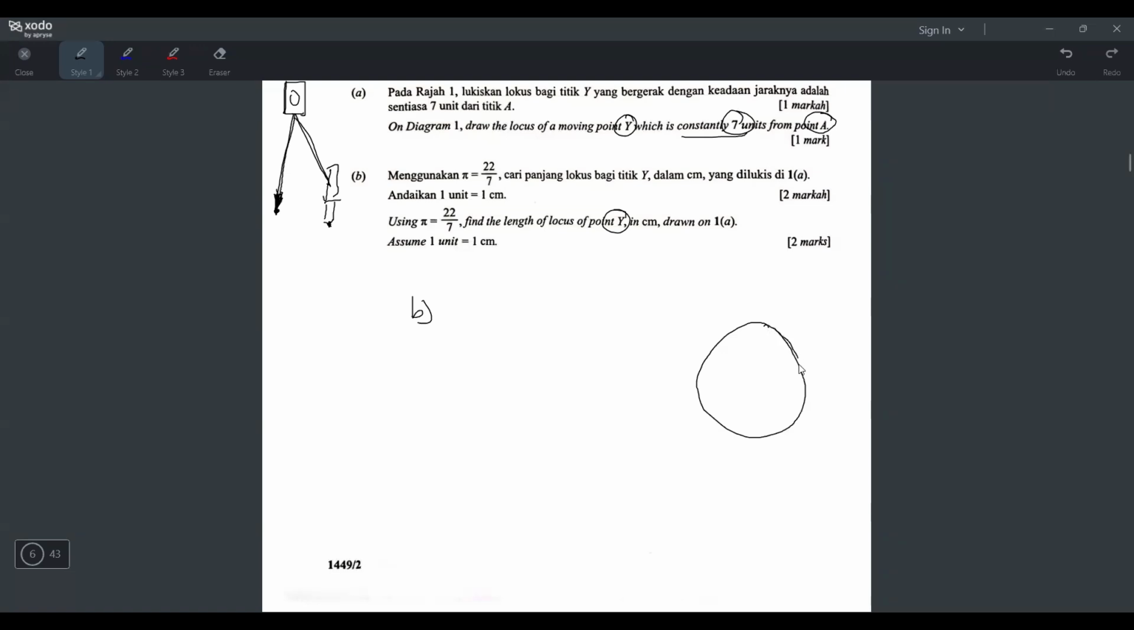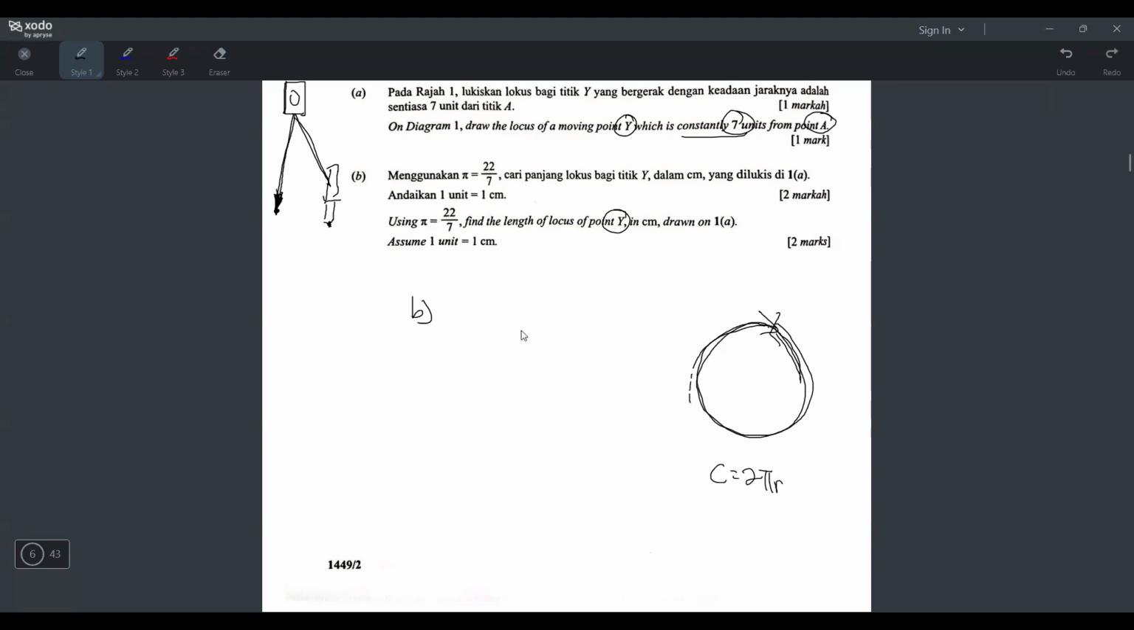So how to find the outside length here? We use the circumference formula. The circumference formula is 2 pi r, or in Bahasa Melayu is 2 pi j, all right? But this formula you only use the 2 pi r when you want to find the circumference for the whole circle. Circumference is lilitan. Lilitan means like the outside, the circle outside punya panjang, okay, for the whole circle.